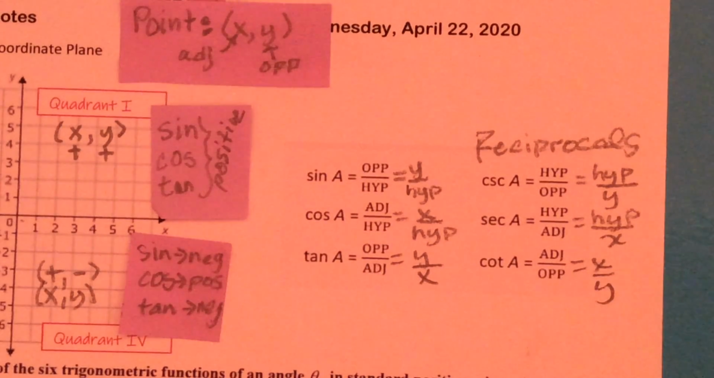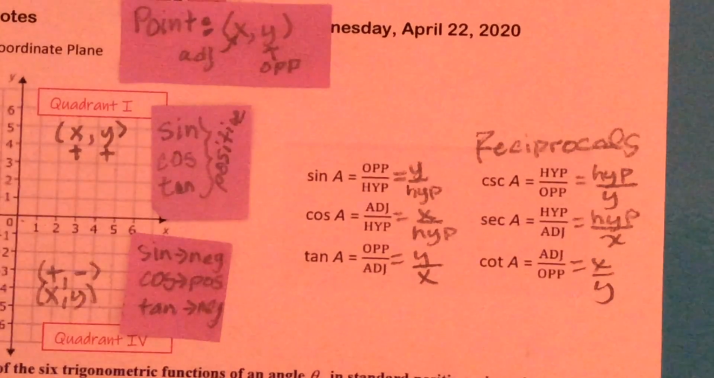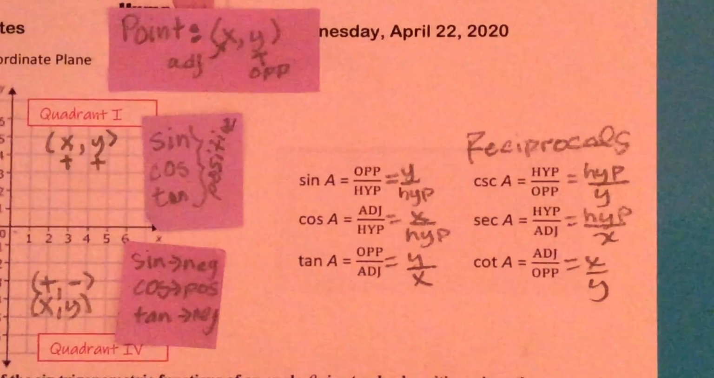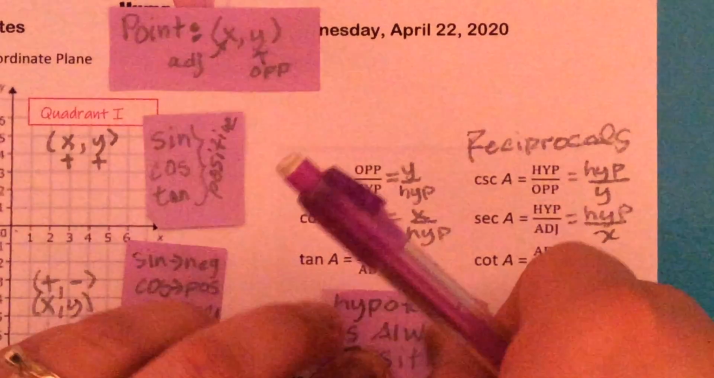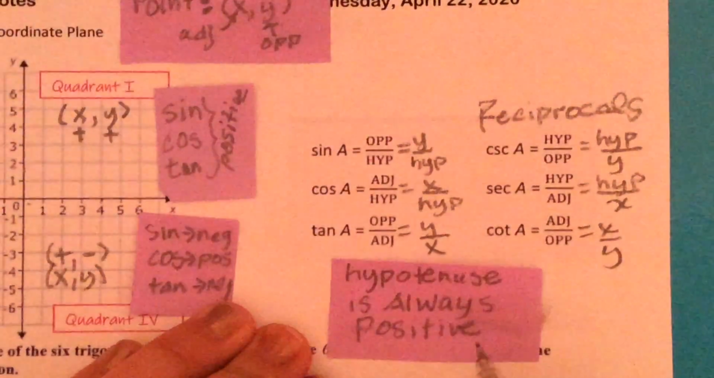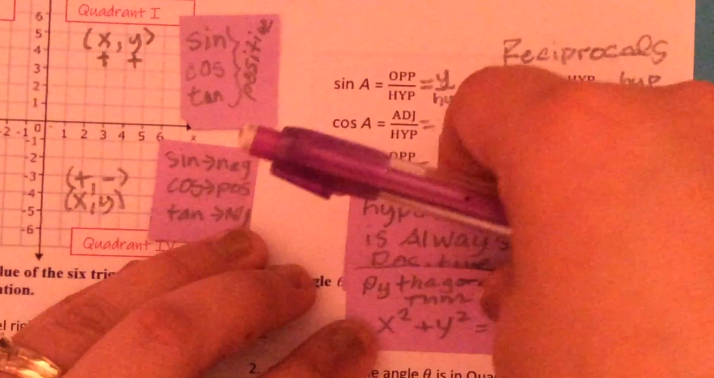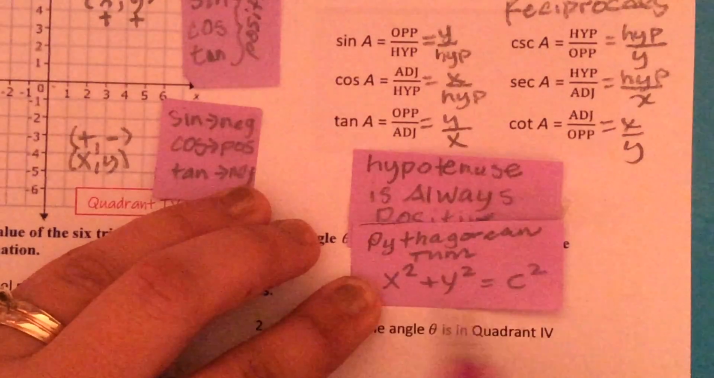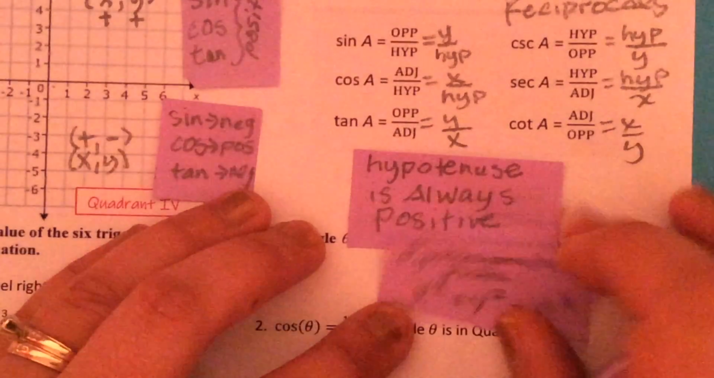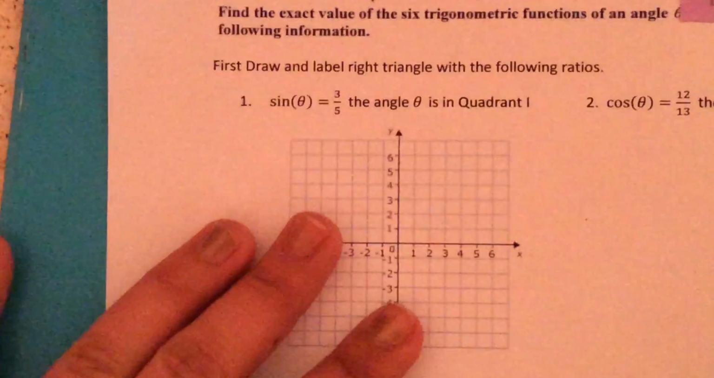Okay, just to let you know, the hypotenuse is always positive, okay? And to get the hypotenuse, which is always positive when you calculate it, we're going to be using the Pythagorean theorem to find the hypotenuse, okay? So then let's begin with the first example.